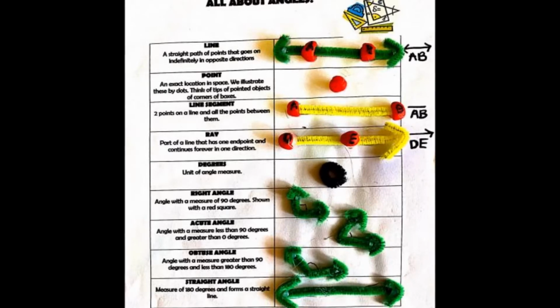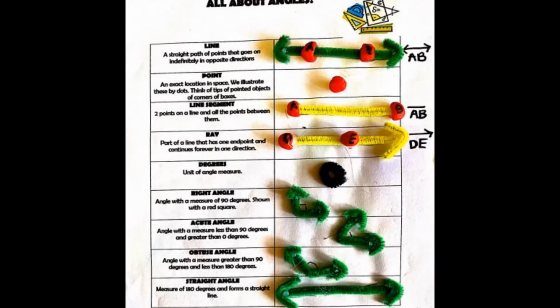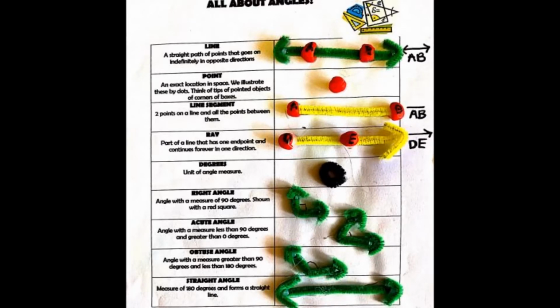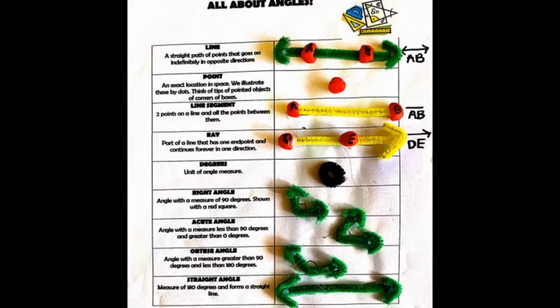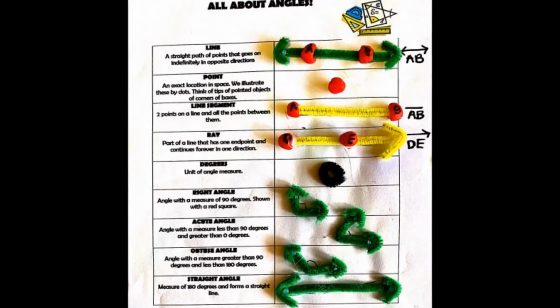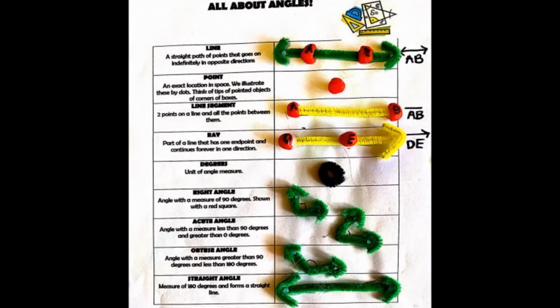So the first term we have is line. A line is a straight path of points that goes on indefinitely or forever in opposite directions. You can see I use my green pipe cleaner to form the line with two arrows on each side, and I use my Play-Doh to represent the points on my line. You can see that we denote a line AB with two arrows facing opposite directions.